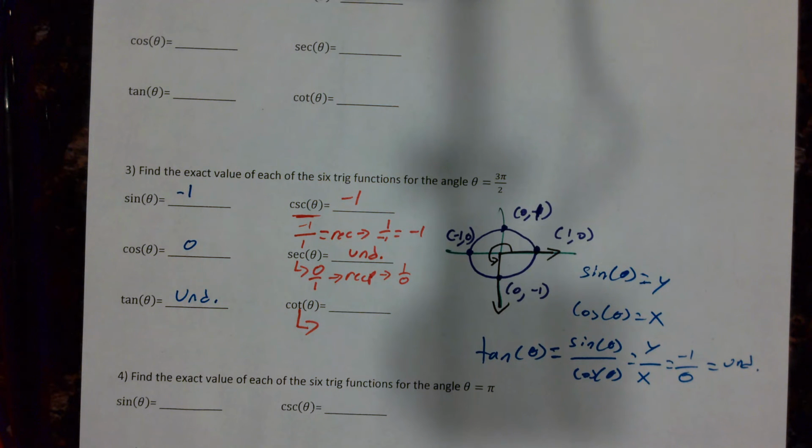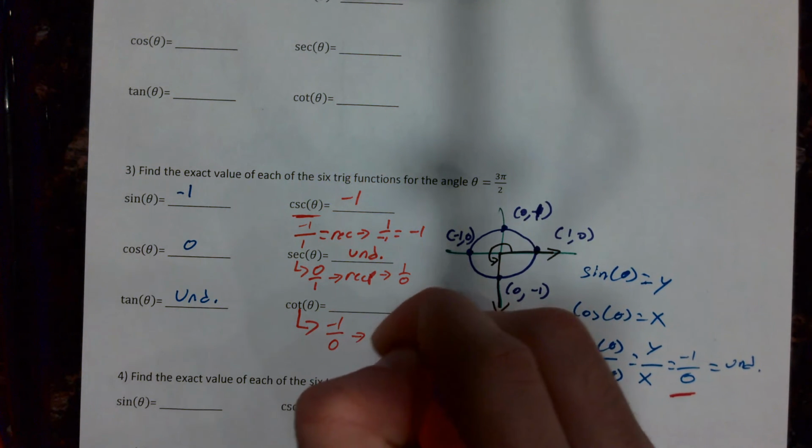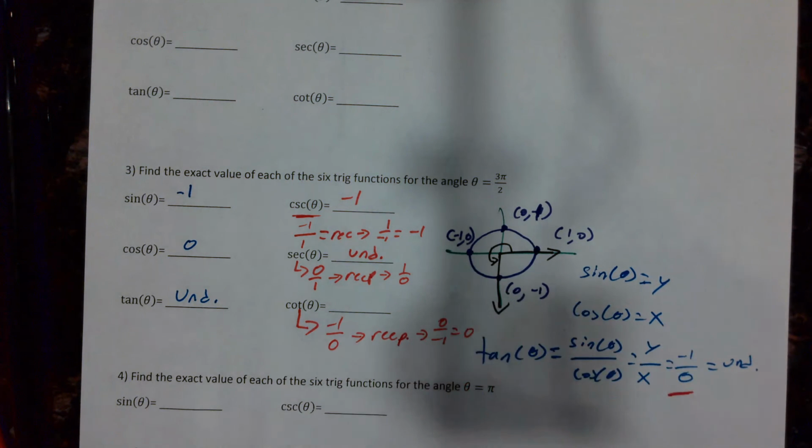And now here's cotangent. So again, I said it's best to do some of these with the non-reduced form. I don't want to deal with tangent being undefined and take the reciprocal of that. I don't really know what that is. But I knew tangent was negative 1 over 0. So now I'm going to take negative 1 over 0 and take the reciprocal, which is going to be 0 over negative 1, which is 0. So cotangent here is 0.